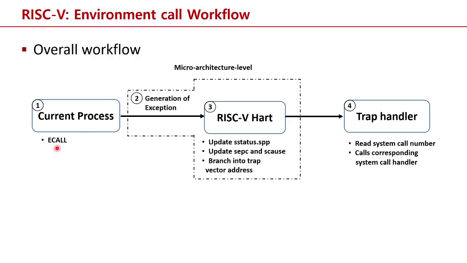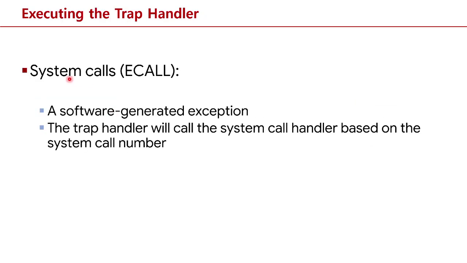Remember that before the ECALL assembly instruction, the system call number is specified, copied using the A7 register. In the last step, the system call number will be accessed in the trap handler to call the corresponding system call handler. Now let's outline the ECALL assembly instruction during generation of the exception.